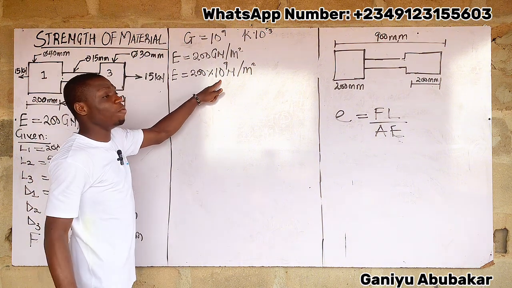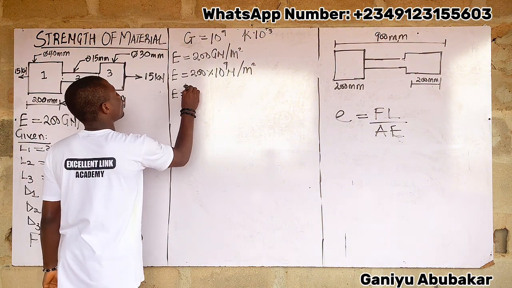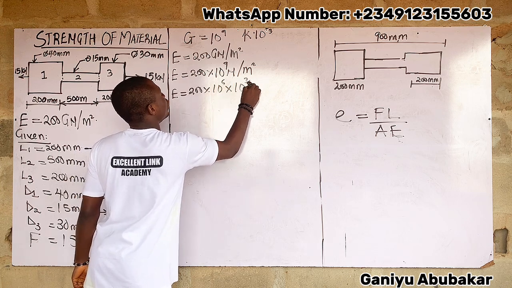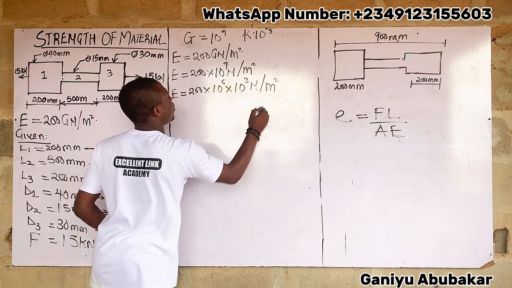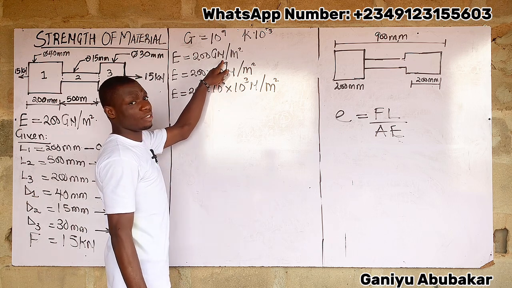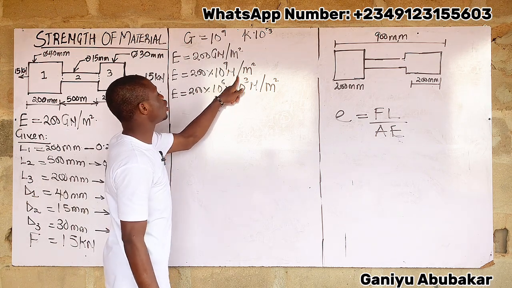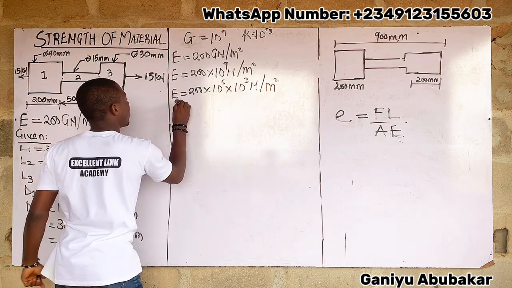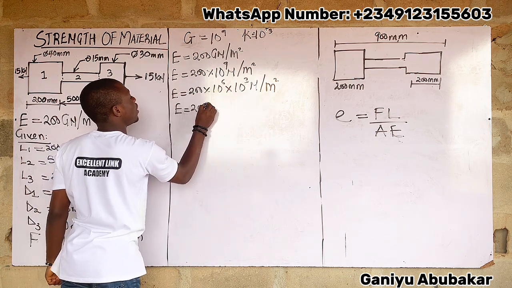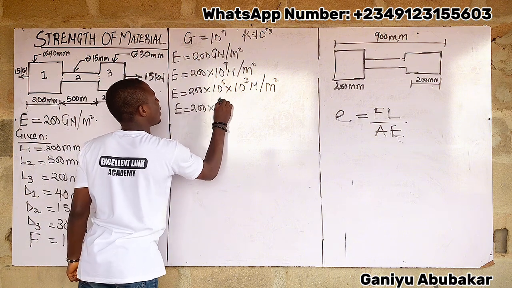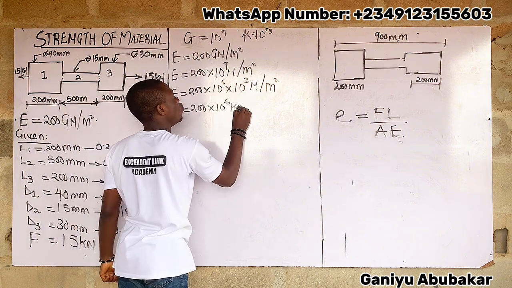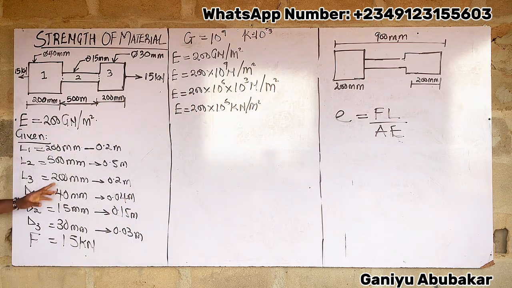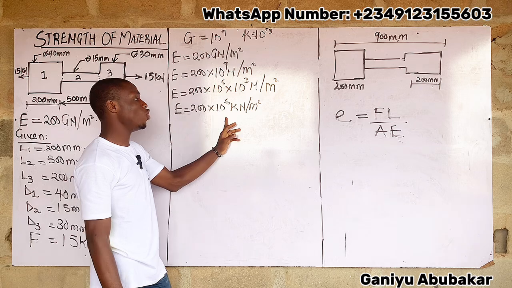So I'll remove 10 to power 3 from here. I'll have that E is equal to 200 times 10 to power 6 times 10 to power 3 Newton per meter squared. Combine these two, I'll have 10 to power 9. So I will change this one to kilo, because kilo represents 10 to power 3. So E is equal to 200 times 10 to power 6. This one signifies kilonewton per meter squared. So my real value for Young's modulus now becomes 200 times 10 to power 6 kilonewton per meter squared.